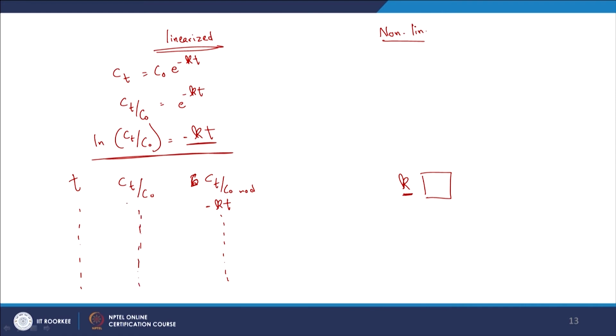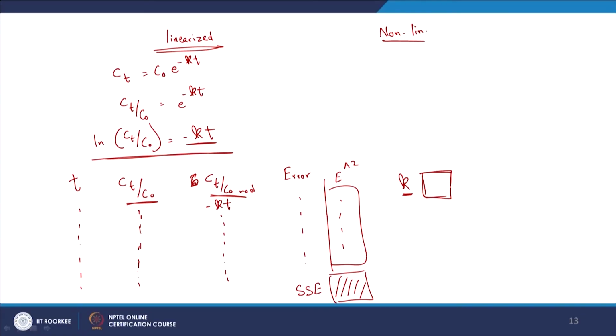Once I have the true Ct by C naught and the modeled value of Ct by C naught, I can then calculate the error, or the difference between them, and then the square of the error. Then I will calculate the sum of squared errors, the sum of all these squares. And again, what am I going to do? I am going to ask Solver to minimize this particular sum of squared errors by changing this cell of k.